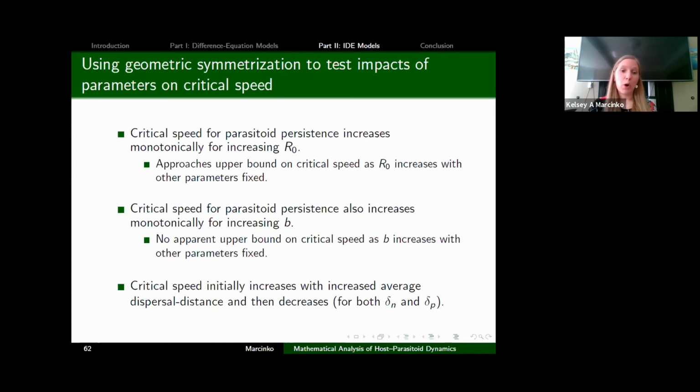And for both the host and the parasitoid average dispersal distance, the critical speed initially increases as you increase the average dispersal distance, but ultimately decreases when the populations over-disperse outside of the habitat that's available to them.